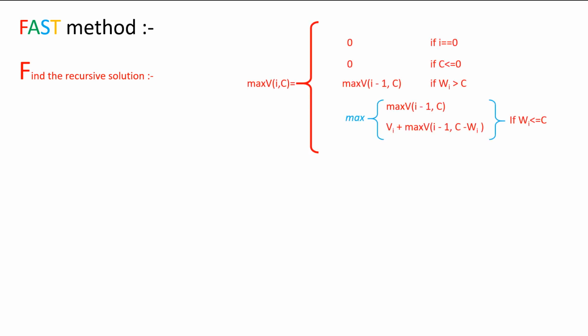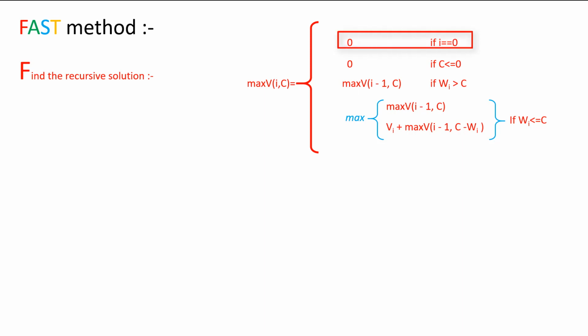First we are going to find the recursive solution, but before that we should have the recurrence relation with us. So this is the recurrence relation which we can get from the past. Let's see. We have a function max v which depends on the two variables I and C. We know I stands for item here and C stands for the capacity, basically the weight. So the first case is if I equals 0.